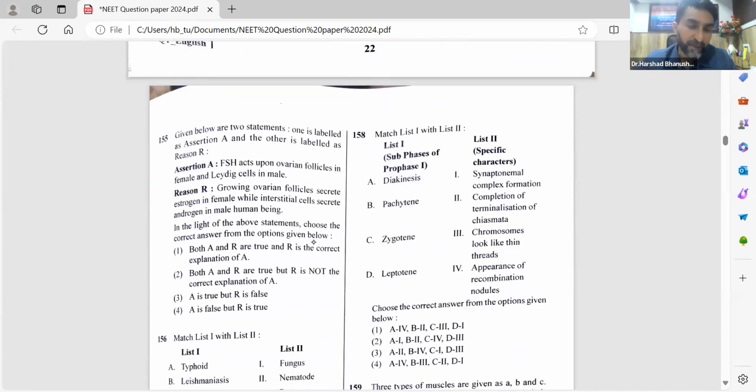Next, FSH acts upon ovarian follicles in female and Leydig cells in male. That's wrong. FSH does not act on Leydig cells in males. FSH acts on the Sertoli cells. So this is a wrong statement. Growing ovarian follicles secrete estrogen in females, while interstitial cells produce androgens in males. That's a correct reason. So assertion is false and reason is true.